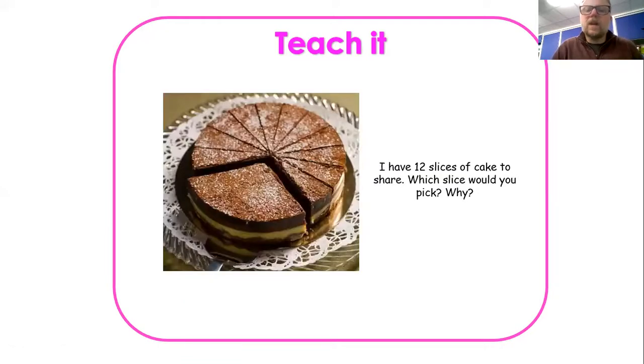Right, I've got 12 slices of cake to share. Which slice would you like to pick and why? Well, I should imagine that you greedy children have mostly all picked the big slice. Now, remember what I said earlier? Are they all equal shares? No, they're not. So, although there are 12 slices, they're not all the same size. So we couldn't really use this for fraction work. Fractions, if we were going to talk about a 12th, would all need to be the same. So this one would need to be smaller and all the others would be a little bit bigger.